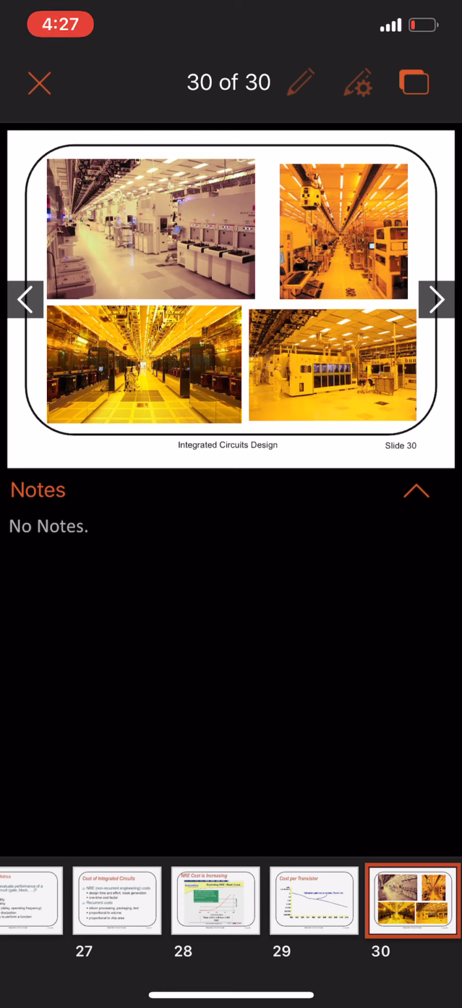So here are some pictures of the clean room. Here you can fabricate your integrated circuit. This is not the topic of our lecture today, but I was just interested in showing you some pictures of the clean room where you can fabricate your integrated circuits. We will discuss fabrication of integrated circuits in another lecture. Okay, thank you very much.